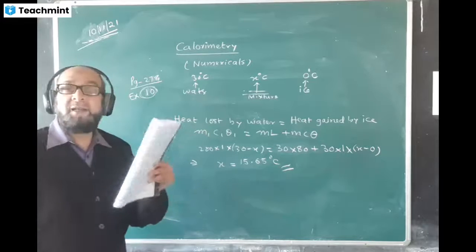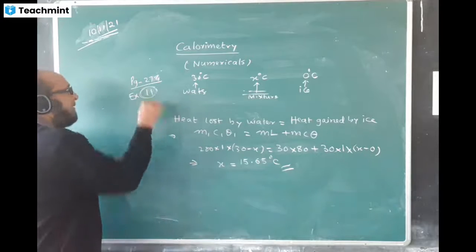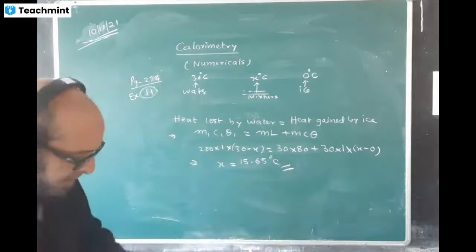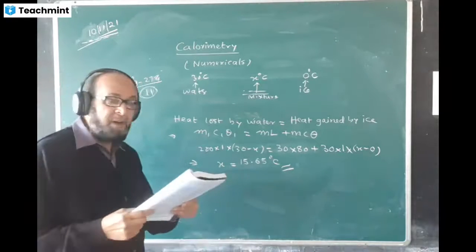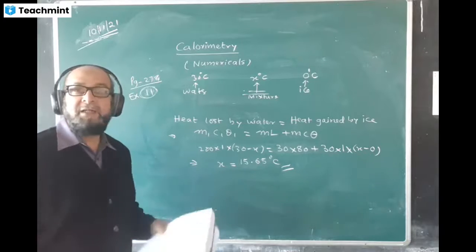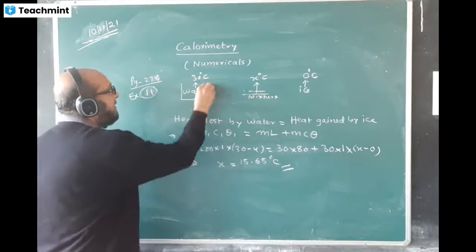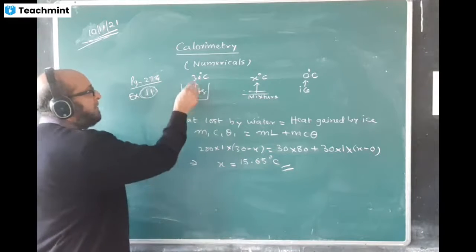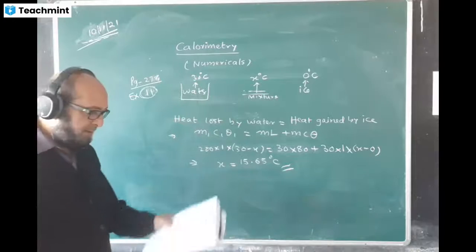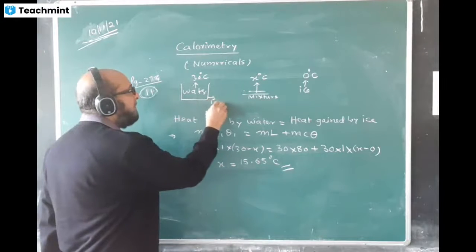Next question now. Example 11. Example 11 says a vessel of mass 100 gram contains 150 gram of water at 30 degrees Celsius. There is a vessel, so I'll keep the water in the vessel here. The temperature of this is 30 degrees Celsius. The mass of the vessel is given as 100 gram.